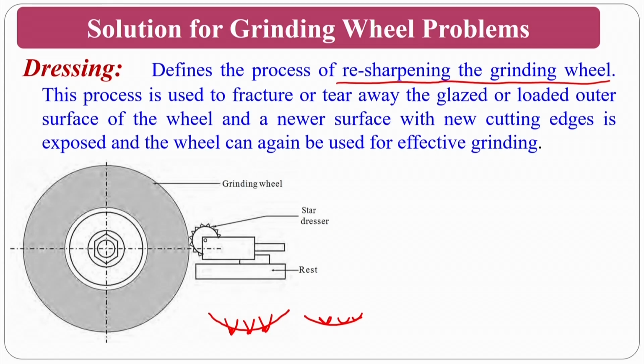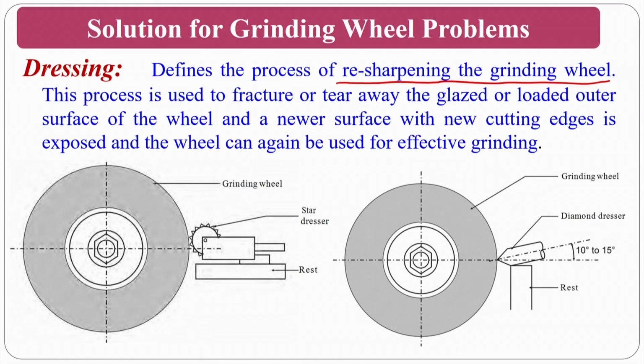So, to bring that back, normally you will have a dresser. The dresser will help to remove the surface layers, and the diameter slightly reduces. The abrasive wheel or grinding wheel diameter slightly reduces, but a new set of abrasive particles will come into the picture. This can be done by two varieties of dressers. One is a star type dresser, another one is a diamond dresser. These are the two dressers normally people use to remove the inactive layer of the grinding wheel, to bring out a new layer of abrasive particles, so that we can use the grinding wheel again for the grinding process.